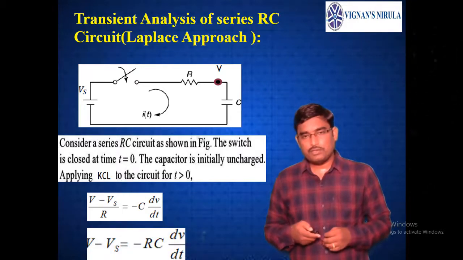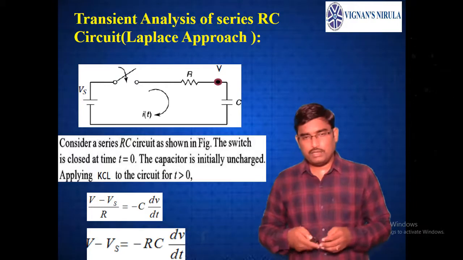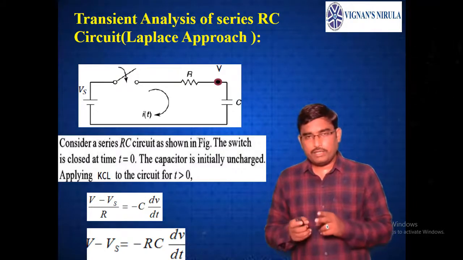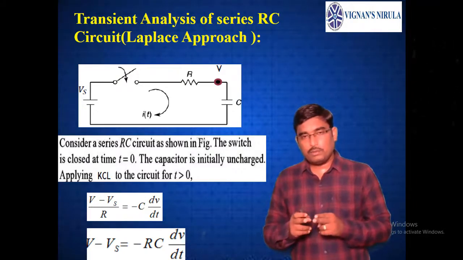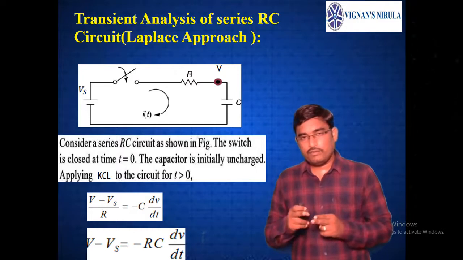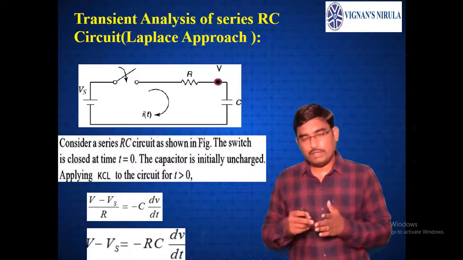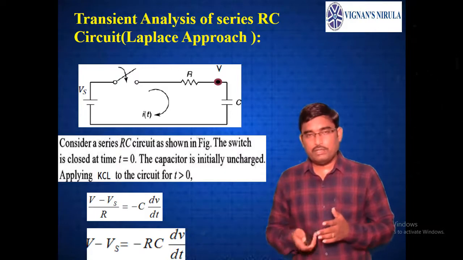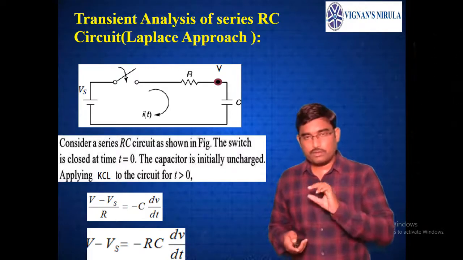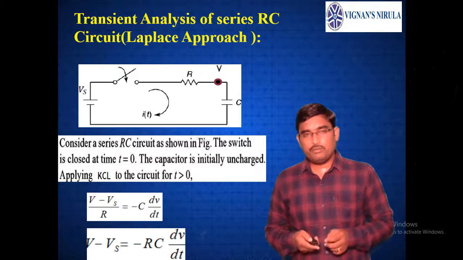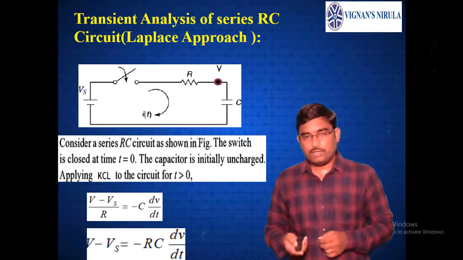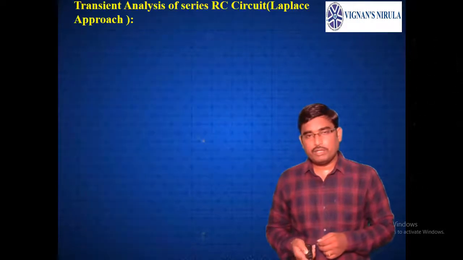Now, of course, you can also take that as a KCL. That means we are writing two currents. So (Vs minus V) by R equals minus C into dV by dt. But here I am writing (V minus Vs) by R, so it becomes minus C into dV by dt. Here Vs means the supply voltage, V means the voltage across the capacitor. Now from that we can write V minus Vs equals minus RC into dV by dt.